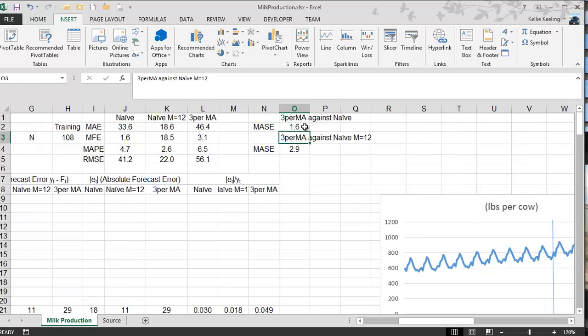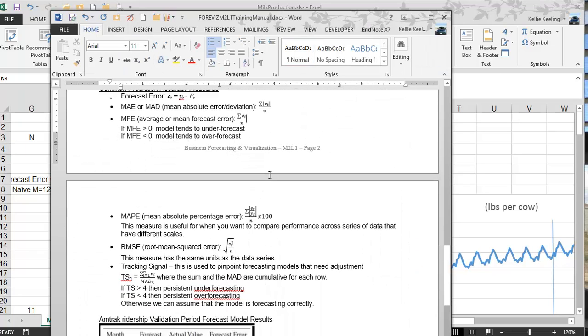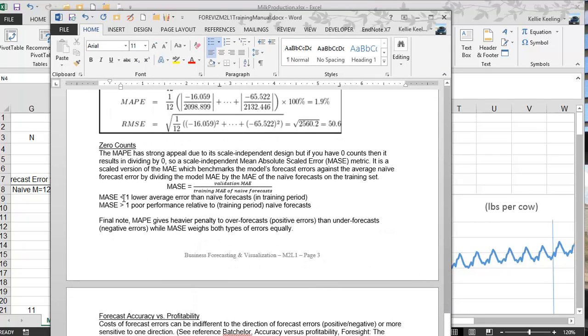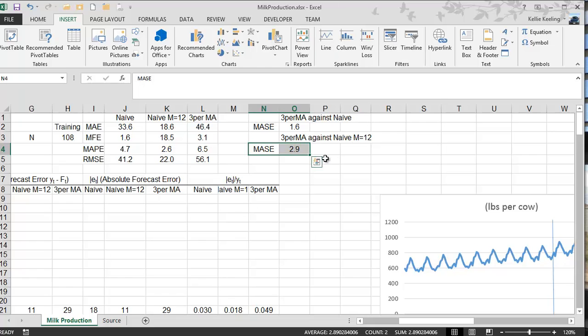And I did this for the naive, and I also did it against the naive for M is 12, and we can see it performed better against the naive, but for this one actually it didn't. That MASE does a little bit better. Looking at our MASE values over here, if it's less than 1, then it has a lower average error than the naive. So essentially it's doing a little bit better if it's less than 1, and if it's greater than 1, then it has poor performance relative to the naive, and both of ours are greater than 1. So the naive is doing better, which we can tell by all these other measures that we have.